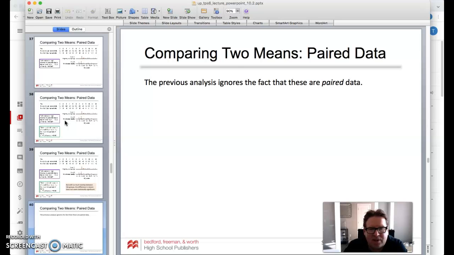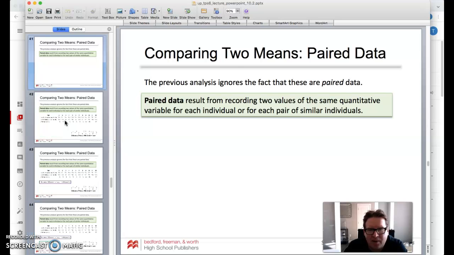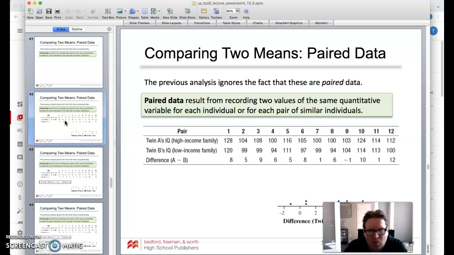Now, the previous analysis ignores the fact that these are paired data. Again, the idea is that paired data results from recording two values of the same quantitative variable for each individual or for each pair of similar individuals. So we're matching them up is what we're doing.